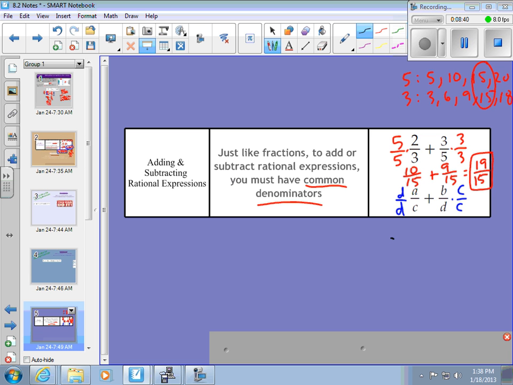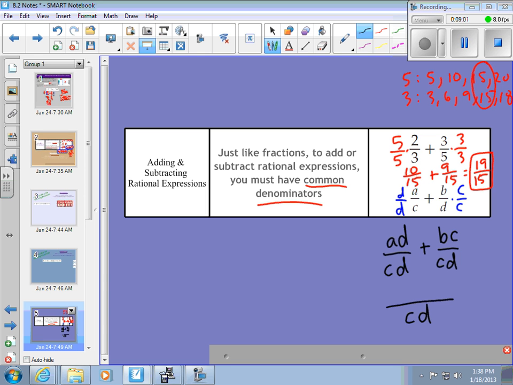Now let's do that multiplication. A times D is AD. On the bottom, we have a denominator of CD. Multiplying on the right, B times C is BC. On the bottom, we have a common denominator again of CD. If we add those together, we have the common denominator CD, and on top we have AD plus BC. We can't do anything more with that. That would be the addition of those two terms.